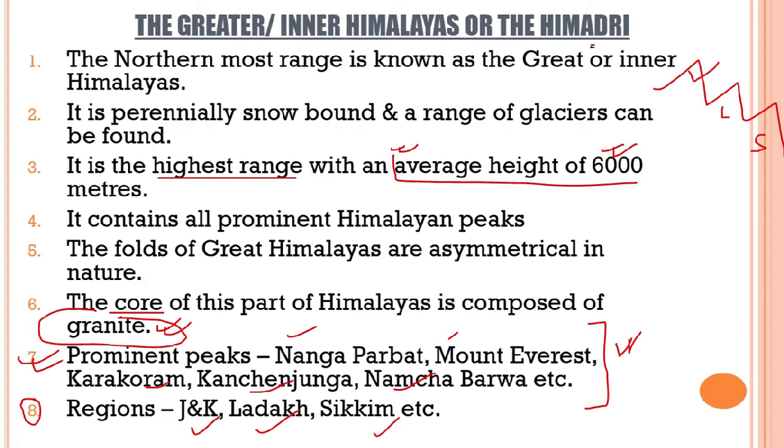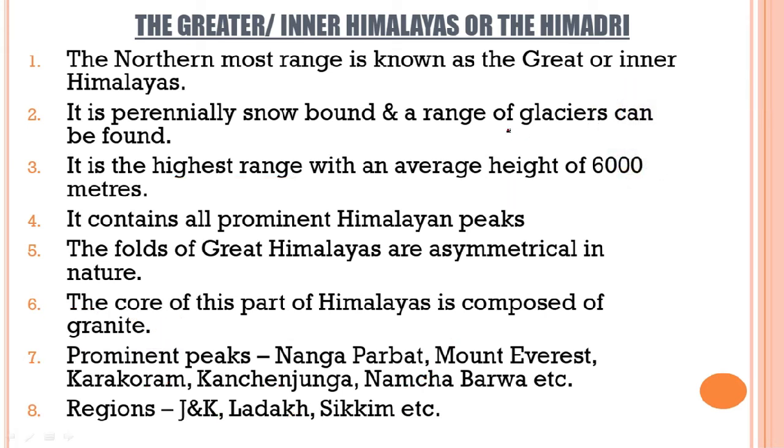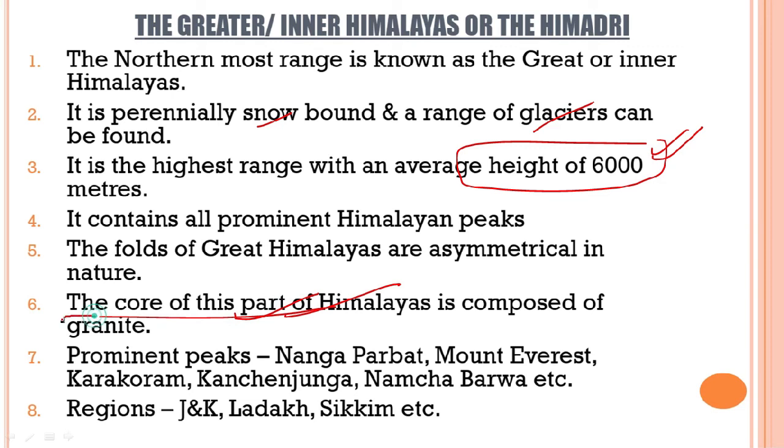Now next we came down to learning the great or the inner Himalayas. So what are the points to be picked out from here? We have seen that it is perennially snowbound and a range of glaciers can be easily found, and the height was 6,000 meters. Then we learnt that the core of this part of the Himalayas is composed of granite. Then we learnt about the prominent peaks, and then the regions which cover the Himalayas.